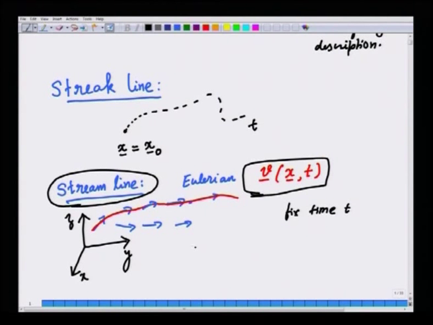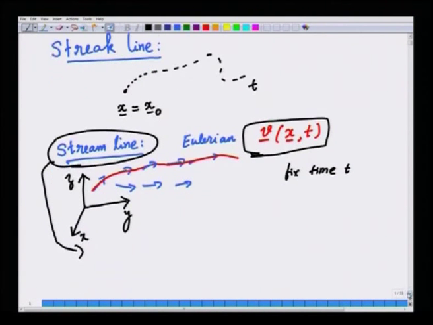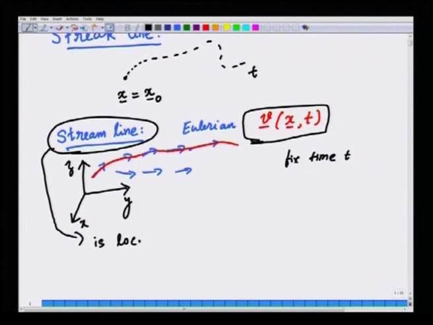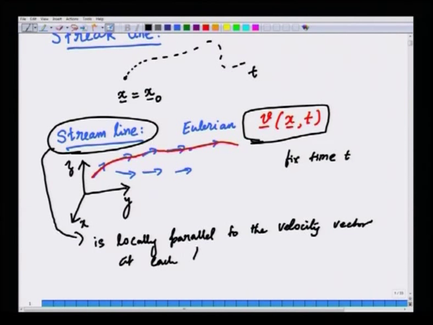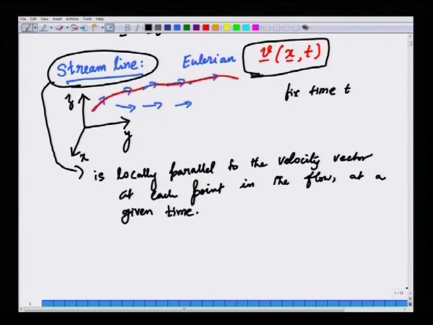A streamline is locally parallel to the velocity vector at each point in the flow at a given time. So, that is a streamline. The streamline is therefore an inherently Eulerian idea, while the path line is an inherently Lagrangian concept.